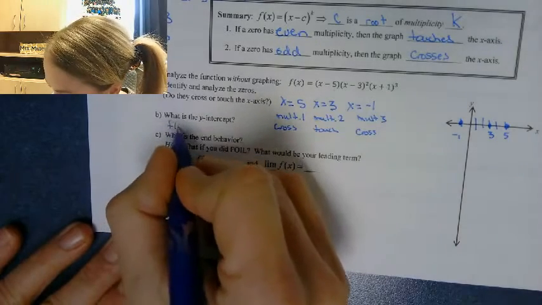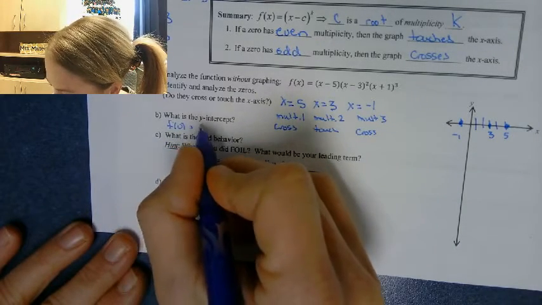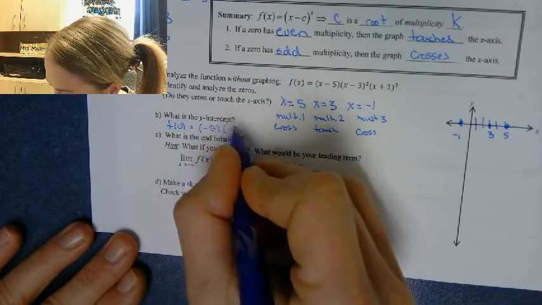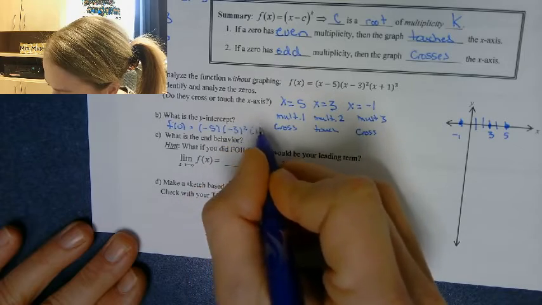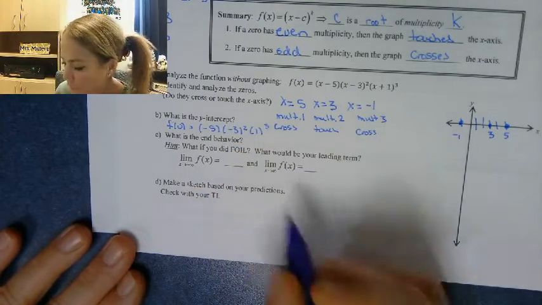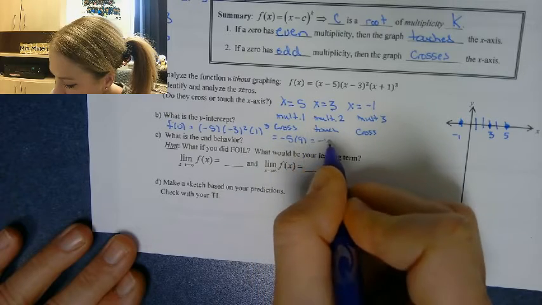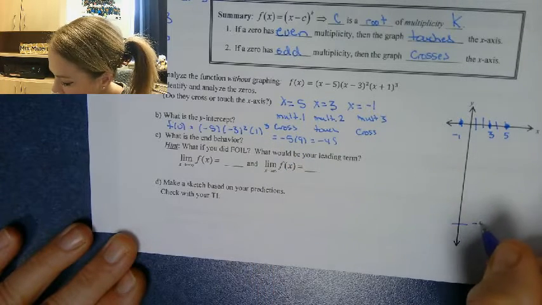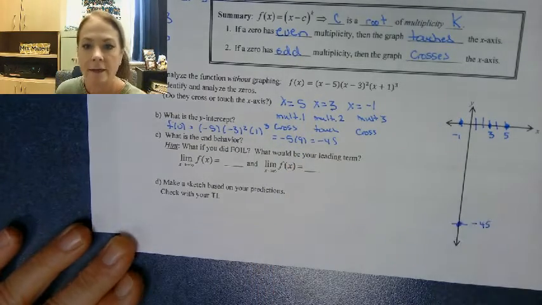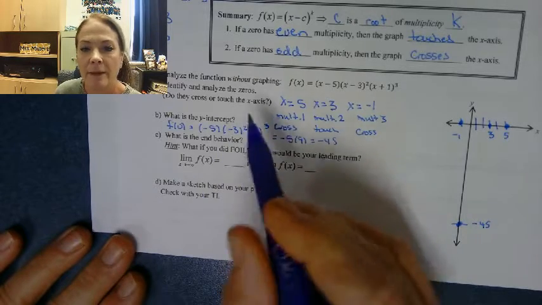So plug in 0. You end up with 0 minus 5, 0 minus 3 quantity squared, and 0 plus 1 cubed. And so that just comes out to -5 times 9, which is -45. So we'll just throw that down here, -45. So we got to go through this point too, because that's the y-intercept. Now let's do our end behavior.